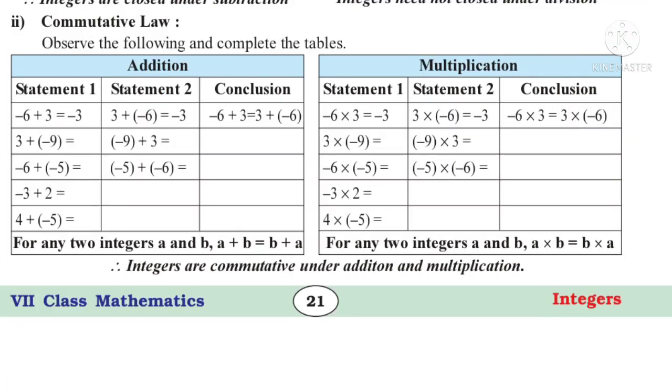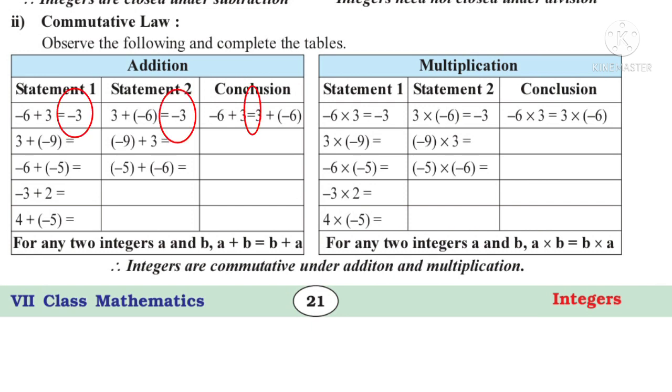Now let us take the second property, commutative property. Observe the following and complete the tables. Let us take the operation addition. In statement 1, let us take two different integers, minus 6 and 3. Just add them. Minus 6 plus 3 gives minus 3. Now in statement 2, interchange the integers. That is, first 3 comes and then minus 6, and put addition. That is, 3 plus minus 6 gives the same result, minus 3.